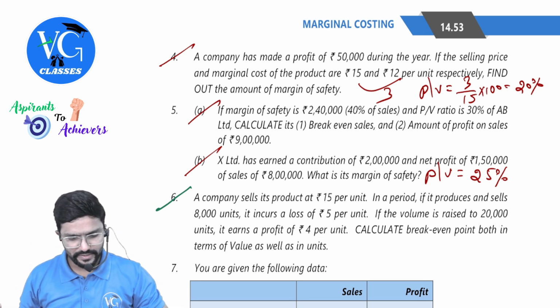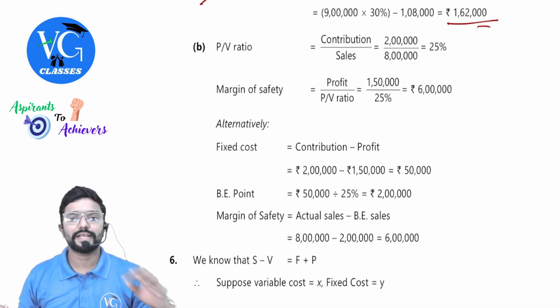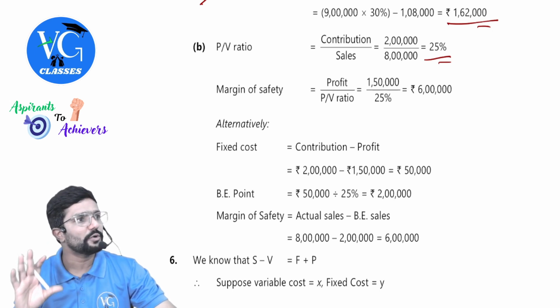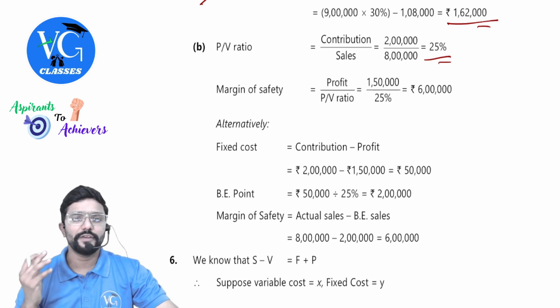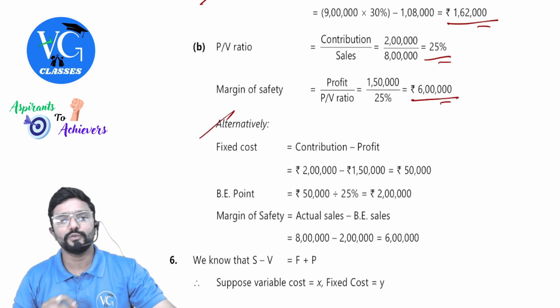Okay, let us go through the solution once. How they have done. First, they have calculated PV ratio 25%. Guys, if it is a descriptive, please show properly along with the formulas. Margin of safety is profit by PV ratio, which is equal to 6 lakh. Alternatively, they have shown one more way.